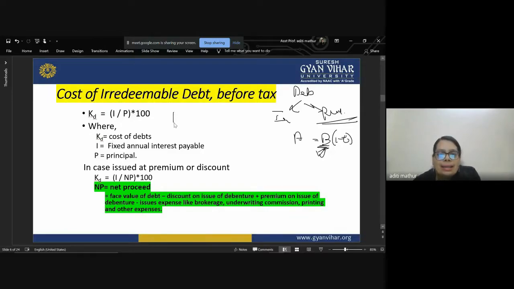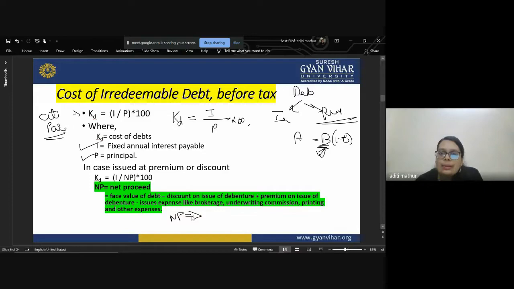That is, KD equals I divided by P into 100. I stands for the fixed annual interest and P stands for the principal amount, right? And this formula is applicable when the issue is at par. But when the issues are made at premium or discount, then we come up with the concept of net proceeds.